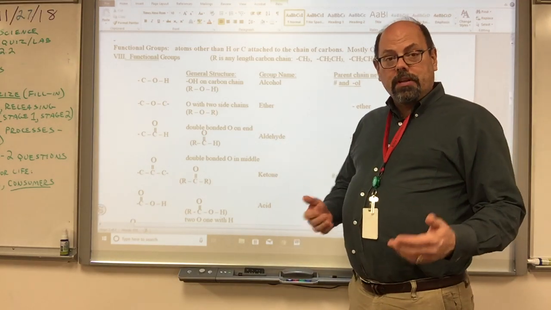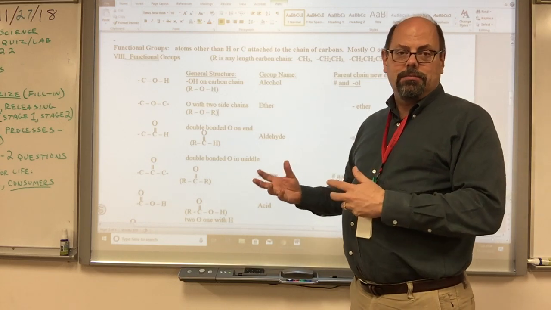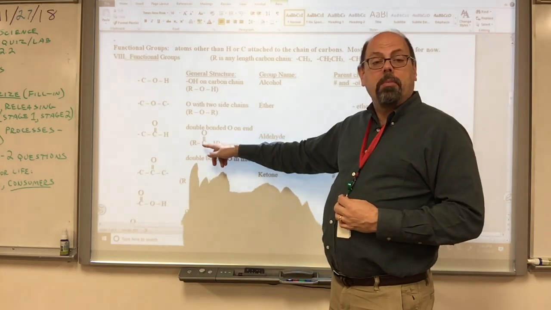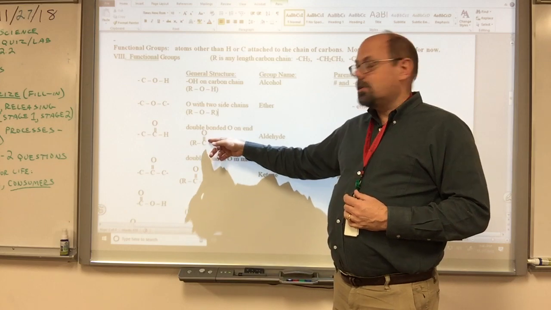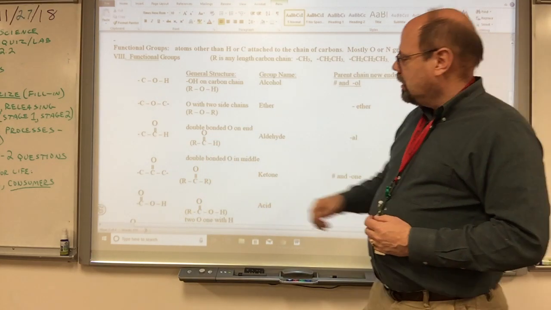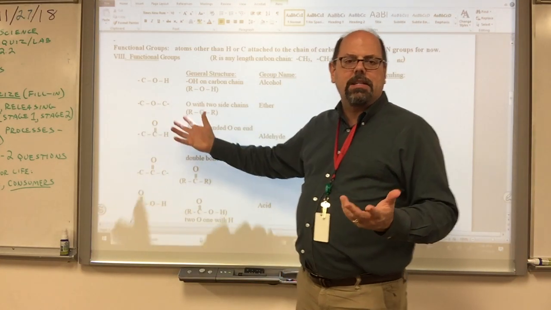Aldehydes were great at preserving things. The most common aldehyde is called formaldehyde. It's a methyl aldehyde, one carbon chain with a double bonded O. And when the double bonded O is at the end, that's called an aldehyde. If there's just an H next to the oxygen that the carbon's attached to, you'll know it's at the end of the chain. You can tell here, all of a sudden there's just 1 more H. That's the end of the chain.